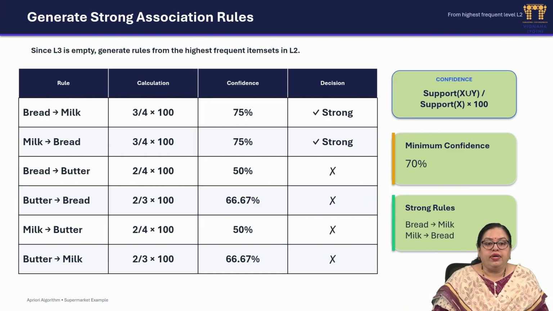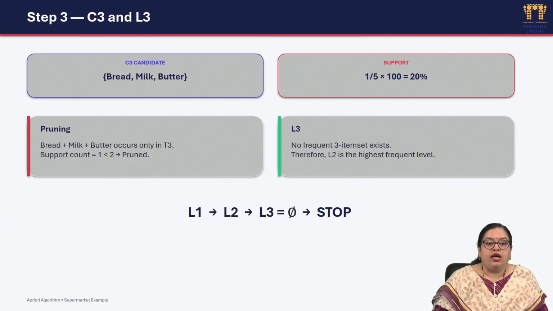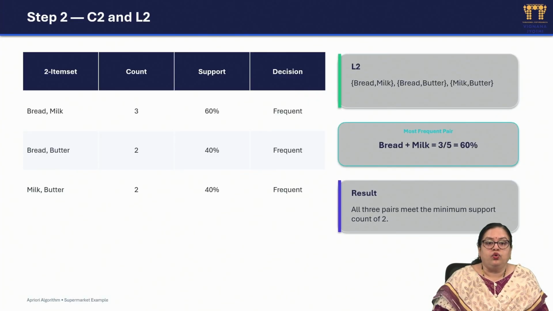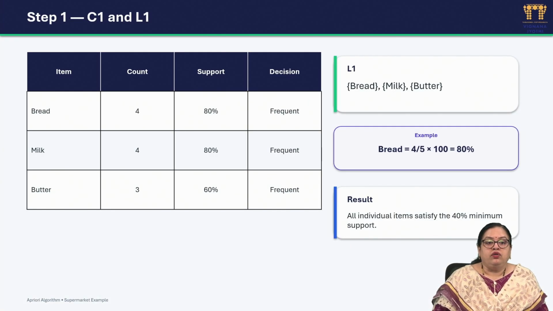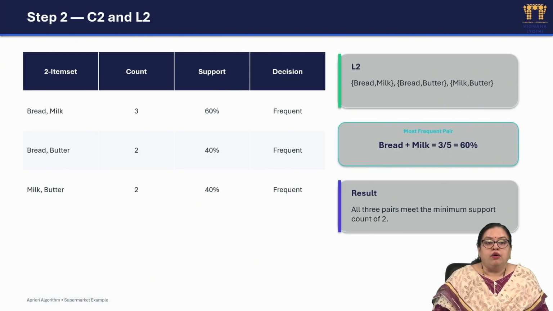So bread to milk, milk to bread, bread to butter, butter to bread, milk to butter, butter to milk. What I already said in that confidence formula, go back once again to the L2. So in the L2, what are we finding out here? Bread milk, bread butter, milk butter. Whenever we find the confidence here, bread we are taking as X, milk we are taking as Y. So X tends to Y.